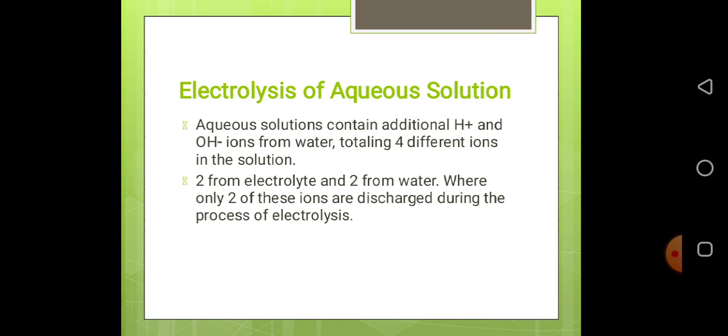In aqueous solution, we have additional hydrogen ion and OH ion plus the ions from the electrolyte, making 4 different ions in the solution. So 2 from the electrolyte and 2 from water, where only 2 of these ions are discharged during the process of electrolysis.